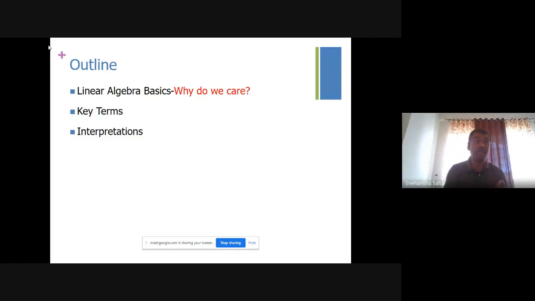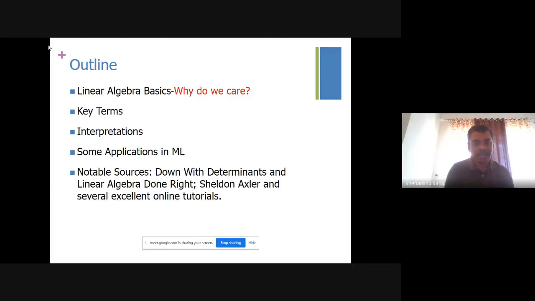We will also talk about a very important and pretty old method called least square estimation, and how that is related to the concepts of linear algebra. We will talk about some applications in machine learning. And this is what is the most important.